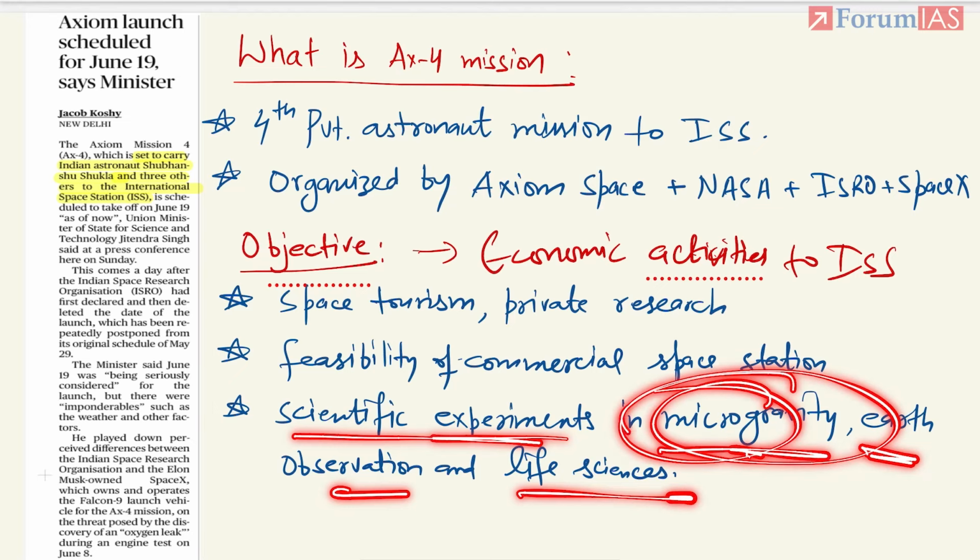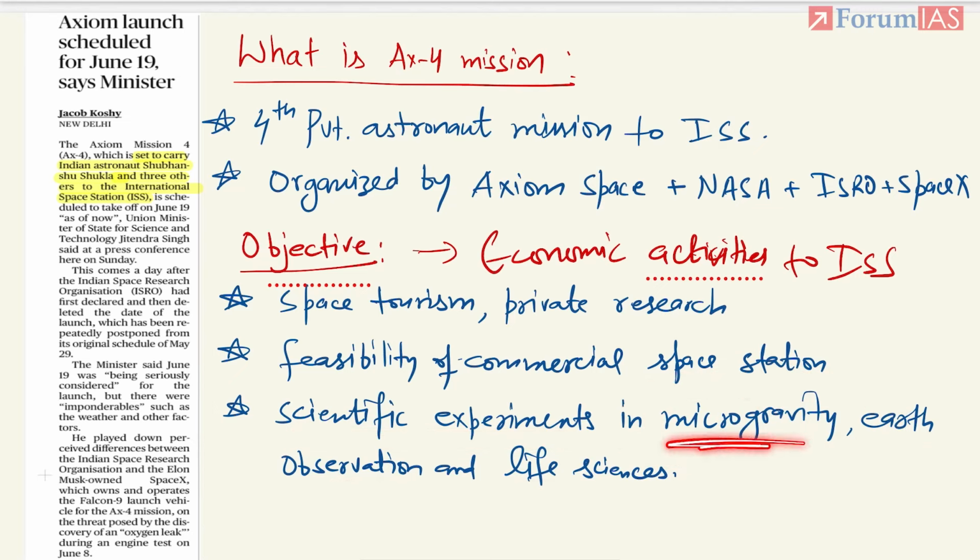Can you find this word familiar? Yes, this question was asked in prelims 2025. Which of the following missions work in the field of microgravity? And Axiom 4 was one of the options. So this is how UPSC picked few things, very minor detailed things which you're supposed to know.